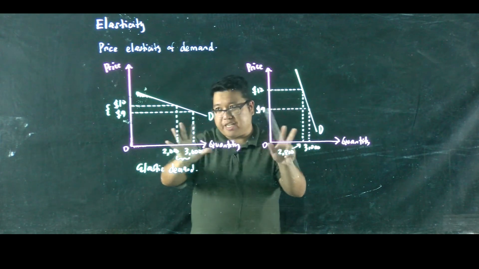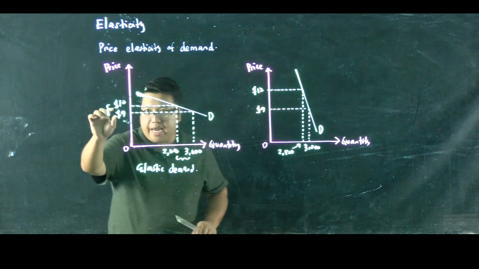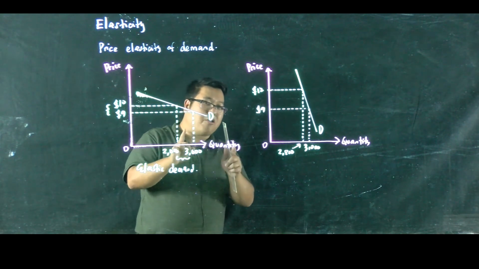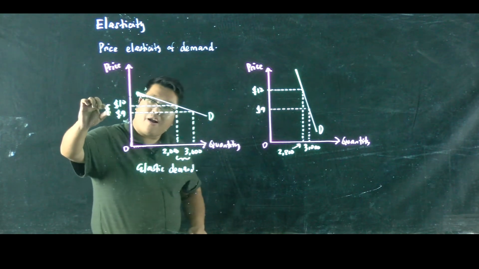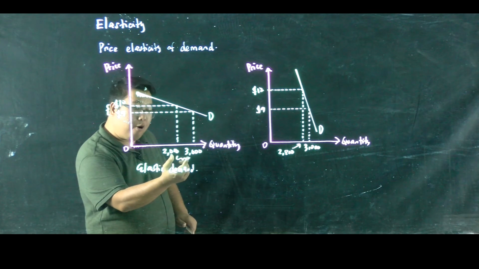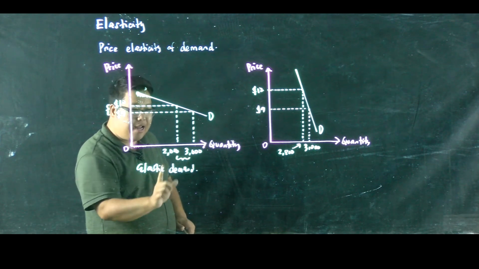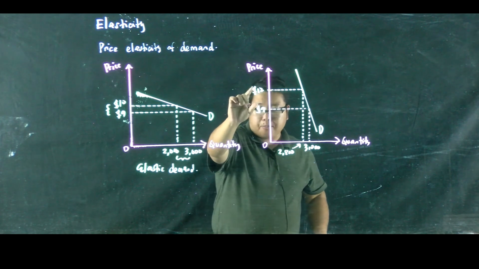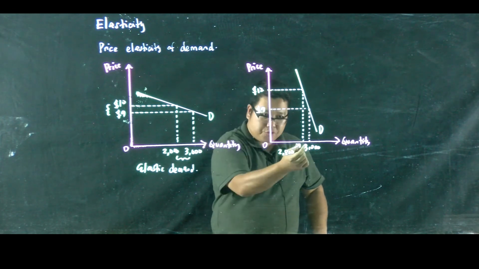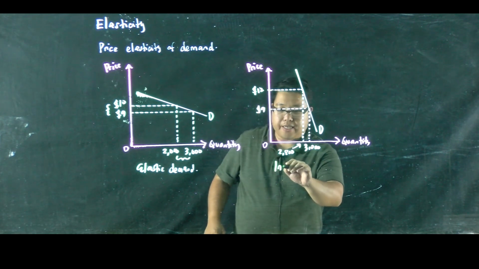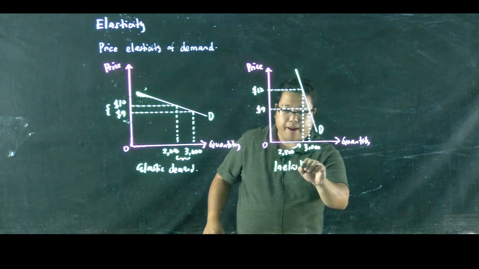So let's put these things into perspective. Here we see a small percentage change in price. Note that I'm now using the term percentage change. So here we see a small percentage change in price. It triggered a large percentage change in quantity. This is elastic demand. Here, a large percentage change in price triggered a small percentage change in quantity. We say that this exhibits inelastic demand.